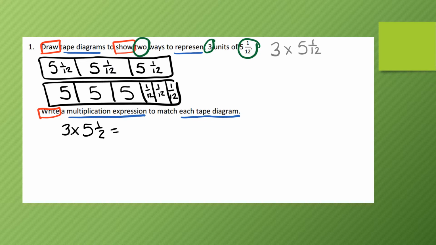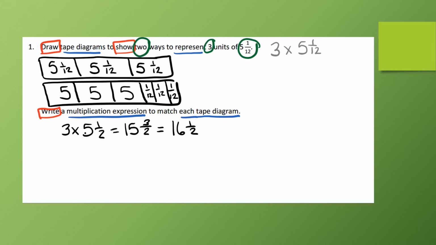So if I have 3 times 5 and 1/12, 3 times 5 is 15, and then 3 times 1 is 3 halves. 3 halves is actually an improper fraction, so I would change this to 16 and 1/2. So that's the first one.